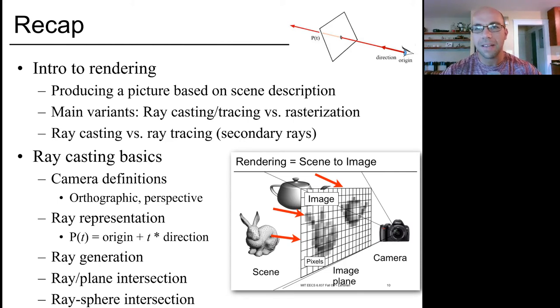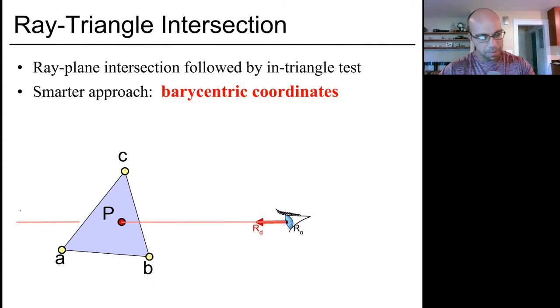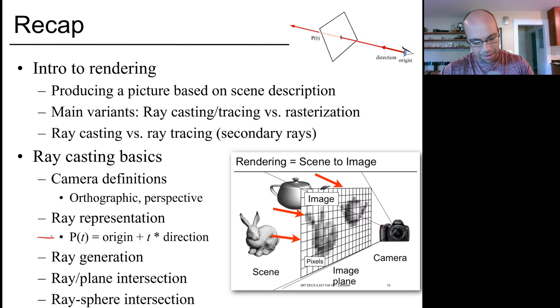We talked about some of the basics of ray casting last time, and that included how to set up your camera, which essentially amounted to how to produce rays that are going to go out into your 3D scene. We talked about how to represent a ray, and this is going to be critical today too. A ray is just an origin point plus t times a direction, where if t is greater than 0, then you're in front of the ray, which is what you typically want. And then we talked about how to compute the intersection point between a ray and a plane, as well as between a ray and a sphere. Those are going to be our starting point for today's computations.